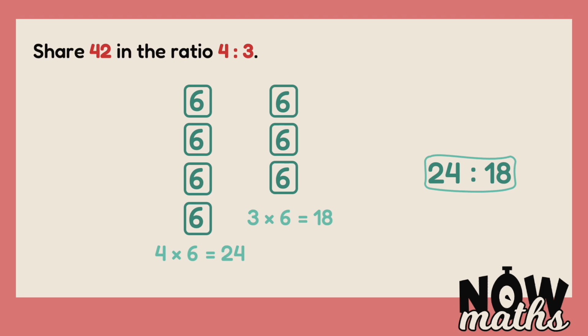And it's really important that the 24 comes first and the 18 comes second, because in the original ratio, the 4 came first, which was the larger number, and the 3 came second, which was the smaller number.